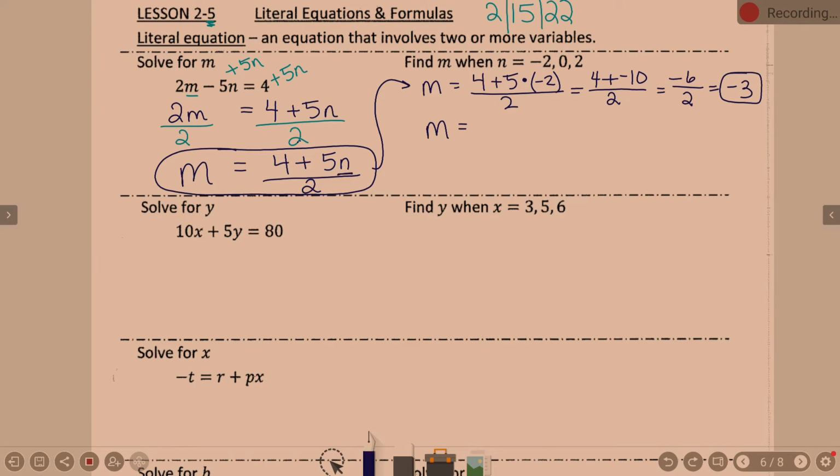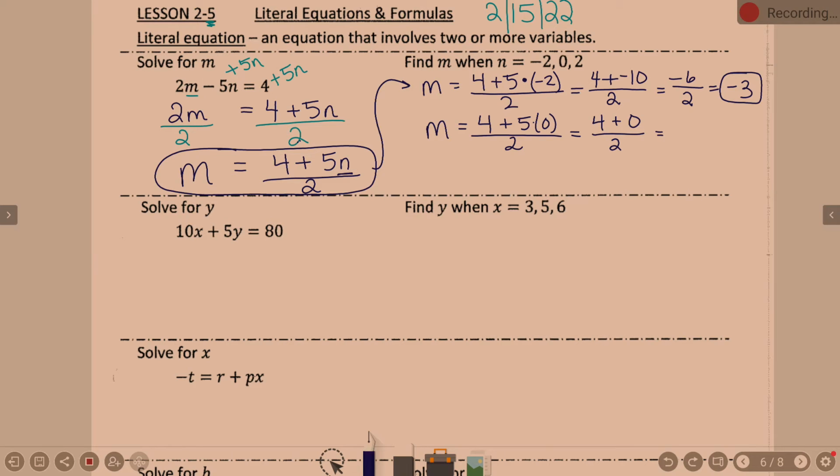Okay, let's look at the next one. What's the next value I have to plug in? We're going to plug in 0. So this time, 4 plus 5n, so 4 plus 5 times 0, all divided by 2. Follow your same steps, right? Multiply first. 5 times 0 is 0. So now I have 4 plus 0 divided by 2.